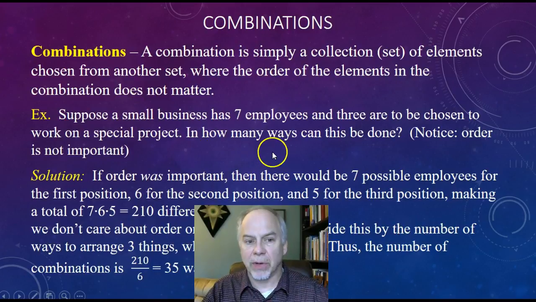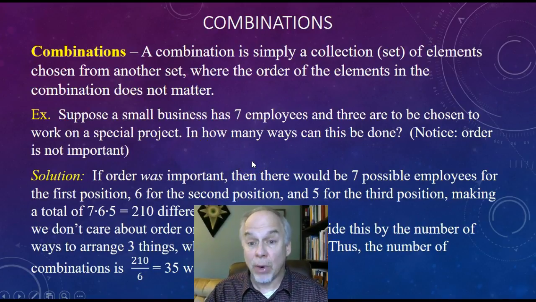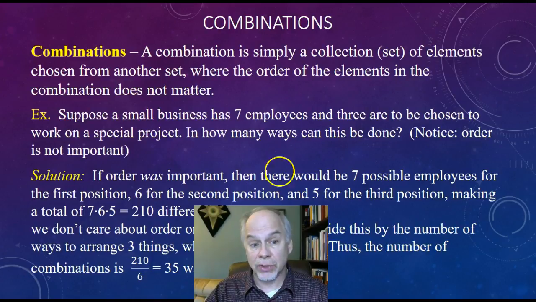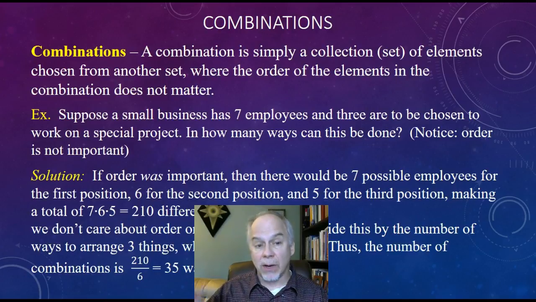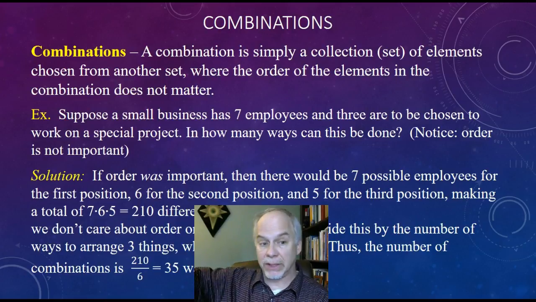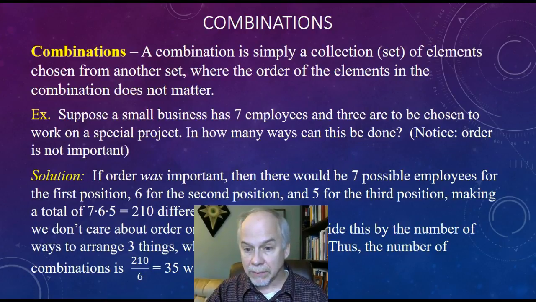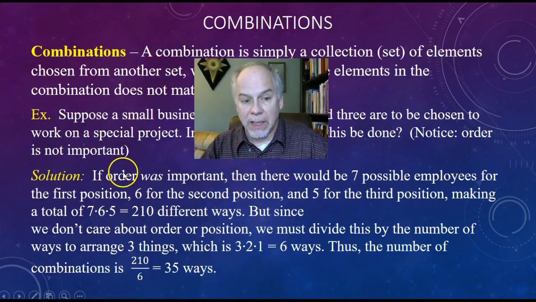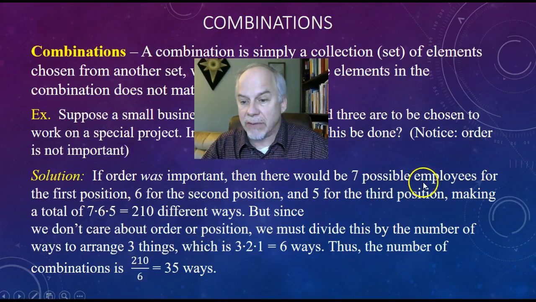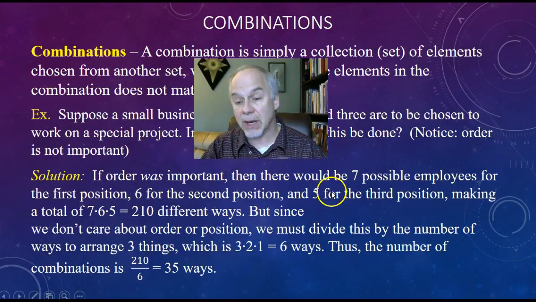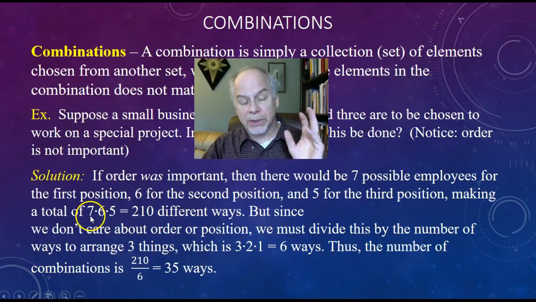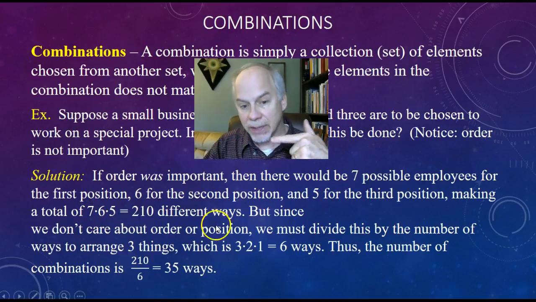So here's an example. Suppose a small business has 7 employees and 3 are to be chosen to work on a special project. In how many ways can this be done? Now, the order of the 3 employees chosen doesn't matter. You're just choosing 3 employees to work on some special project, and so this is a combination, right? Now, if order was important, then there would be 7 possible employees for the first position, 6 possible for the second position, and 5 for the third position, which is 7 times 6 times 5, or 210 different ways.